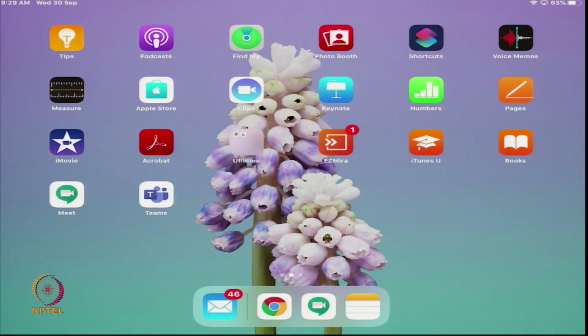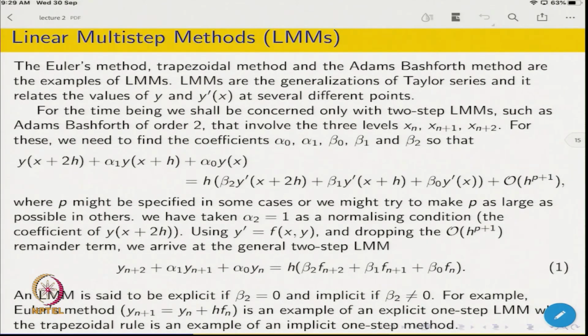Just let me open the slides. Yes. So, now let me mention linear multi-step methods. Linear multi-step methods, because so far we have seen single step methods or two step methods. In fact, we have seen only one variant of a two step method, which was the second order Adams-Bashforth method.